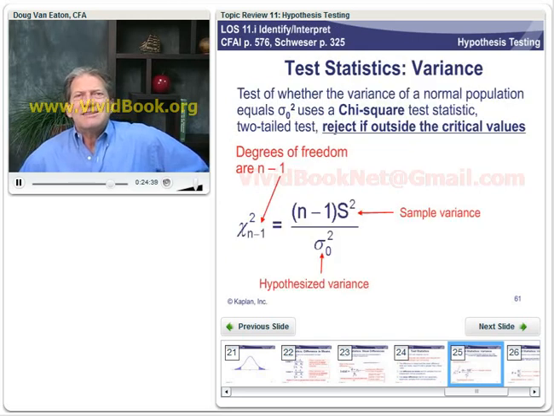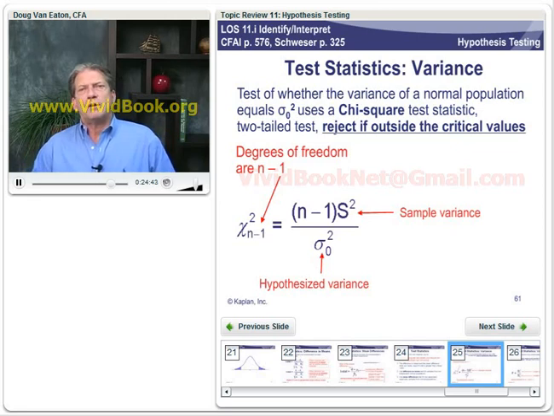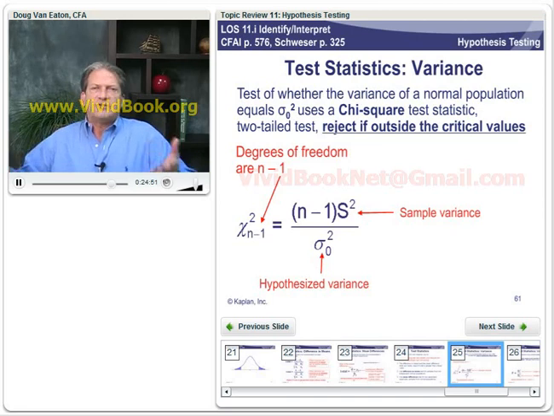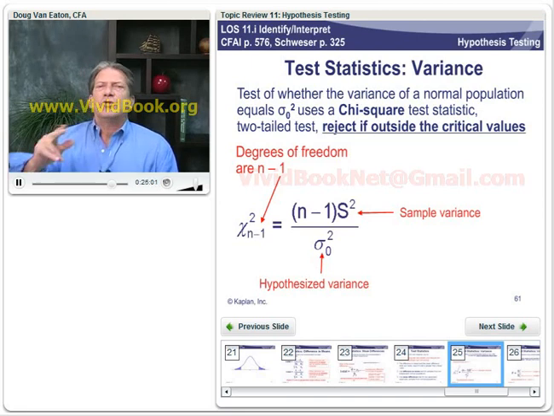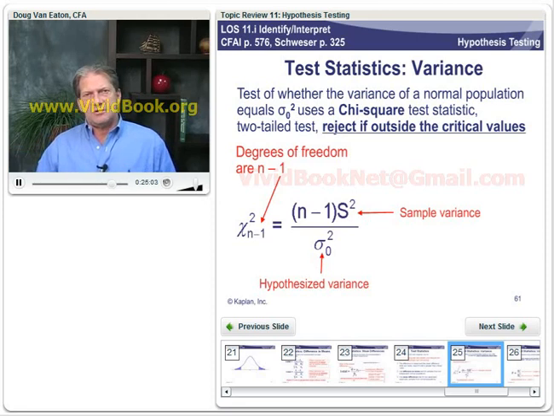Now we have a test of the variance. And this is a test of whether the variance of a normal population equals some hypothesized value. So does the variance equal 7? Well, this is a chi-squared test statistic. That's another type of distribution. So our test statistic is distributed according to a chi-square distribution.